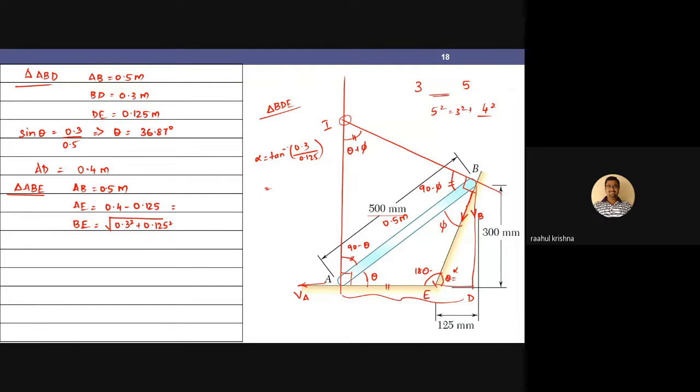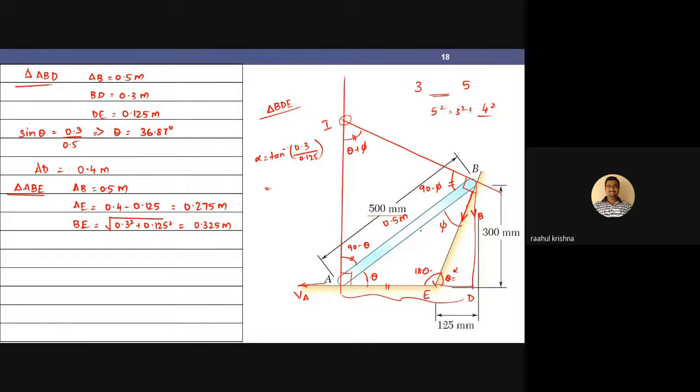Yes sir. Now try to understand the thought process, the process that we are doing right now. So 0.4 minus 0.125, that is 0.275 meters. Then 0.3 squared plus 0.125 squared, how much is this coming to? So 0.325 meters.